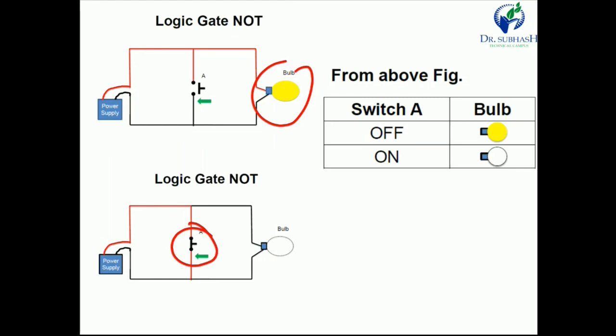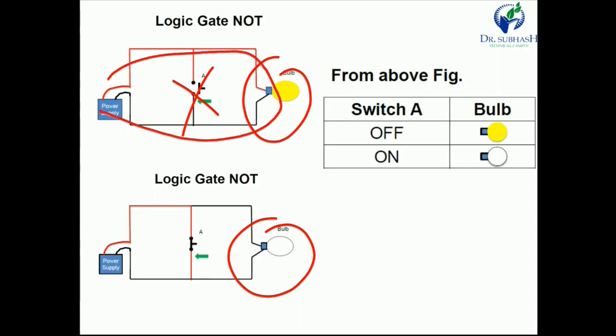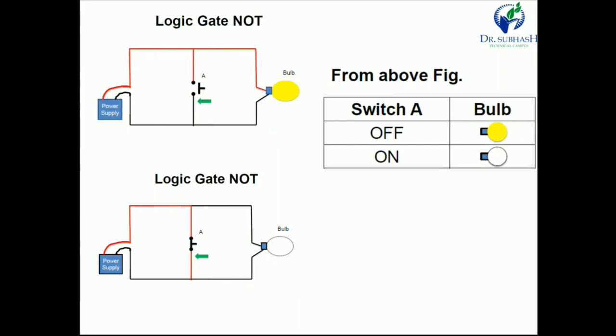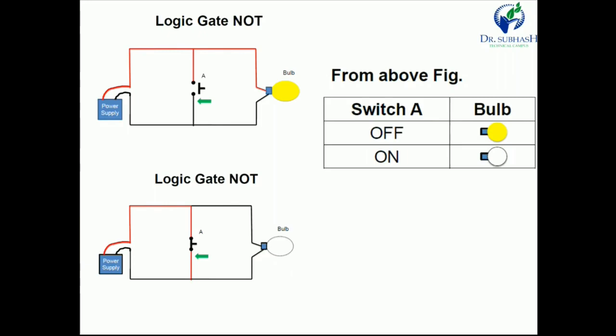Whenever the switch is closed, the bulb is off, because the path from the supply goes through the switch back to the supply, meaning there is no current in the bulb, so the bulb is in off mode. Here the bulb is in on mode because there is no path through this switch, so the total current flows through the bulb and the bulb becomes on. So when switch A is off, the bulb is on, and when switch A is on, the bulb is off.